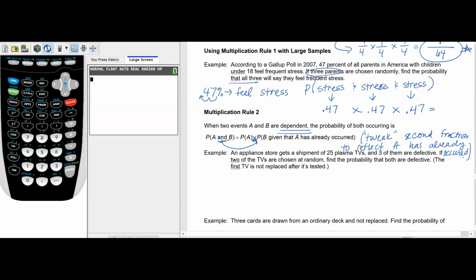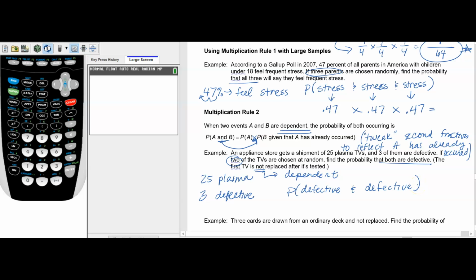So we have 25 plasma TVs. 3 are defective. If 2 TVs are chosen at random, find the probability that both of them are defective. And it says the first TV is not replaced after it's tested. So if it's not replaced, that means they're dependent events. And that means we're going to have to find the probability of the first one being defective and the second one being defective.